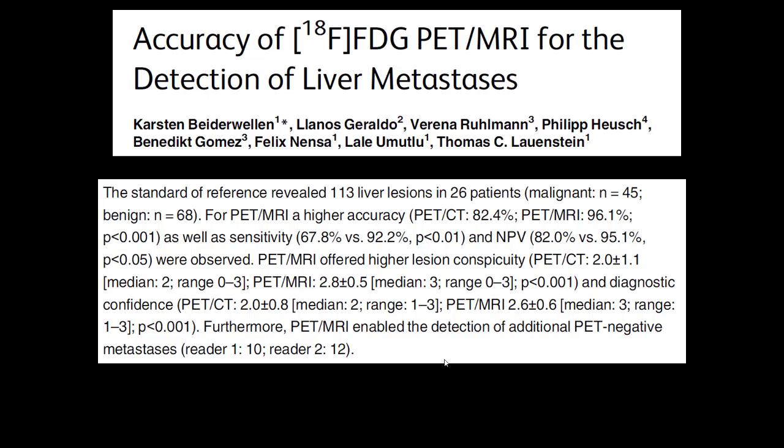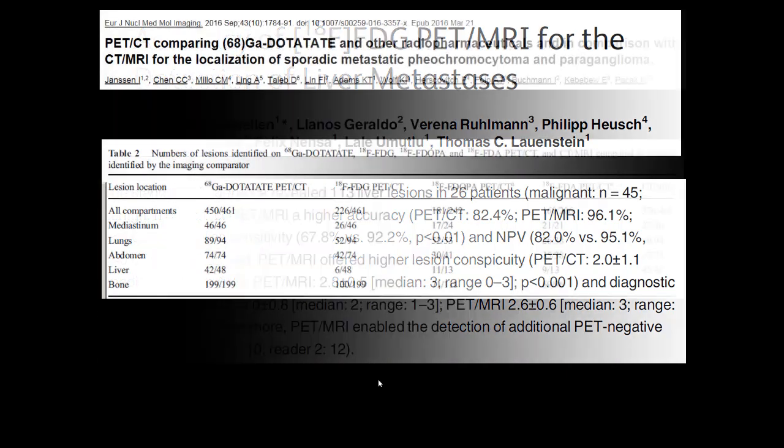And what's interesting to notice here is that PET MRI showed superior accuracy and sensitivity to PET CT, and also improved diagnostic confidence. Interestingly, it's a small study, but what they showed was that PET MR detected additional PET negative metastases in 10 patients for reader 1 and 12 patients for reader 2. Again, here you added value of MRI. PET is the same. If you believe that PET information is exactly the same, this is the added value of MRI over CT in detecting these lesions.